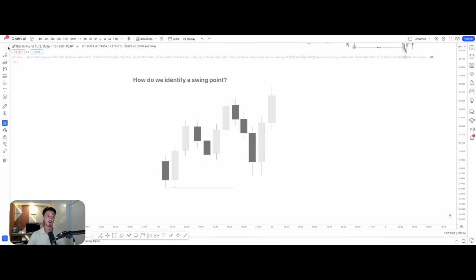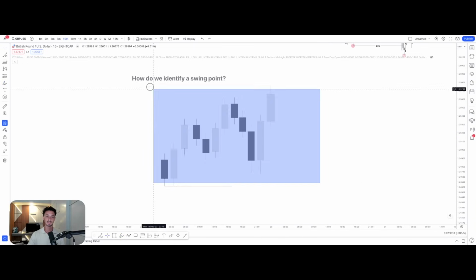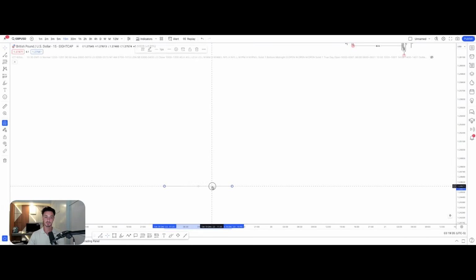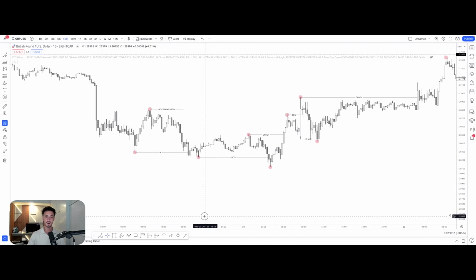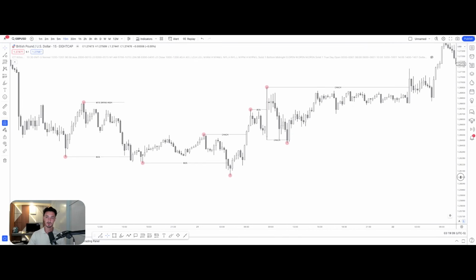Now, let's go on to key number 3. How do we apply this to the market? Well, let's go and take a look at the actual charts. So here we are, and I'm just going to essentially start from this.